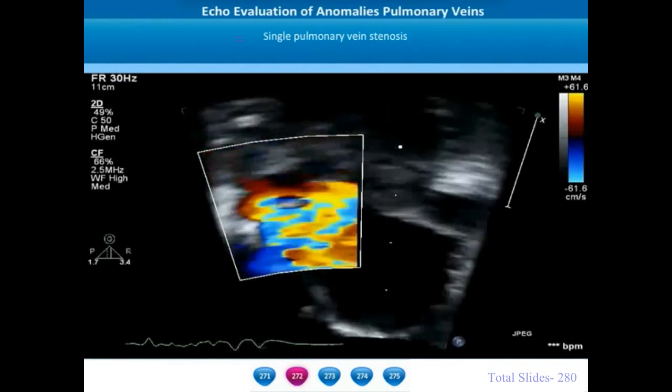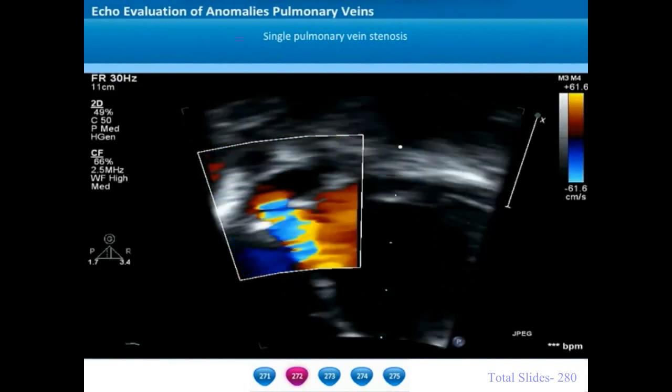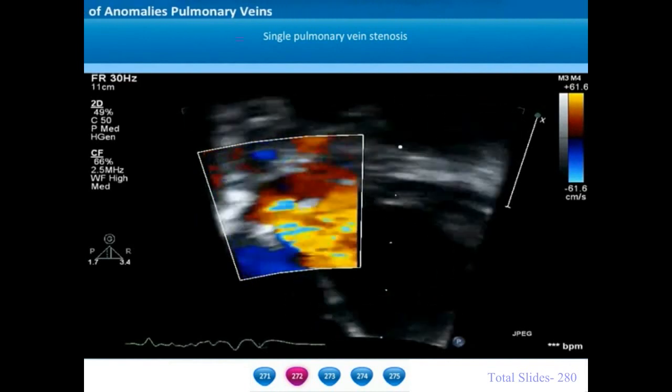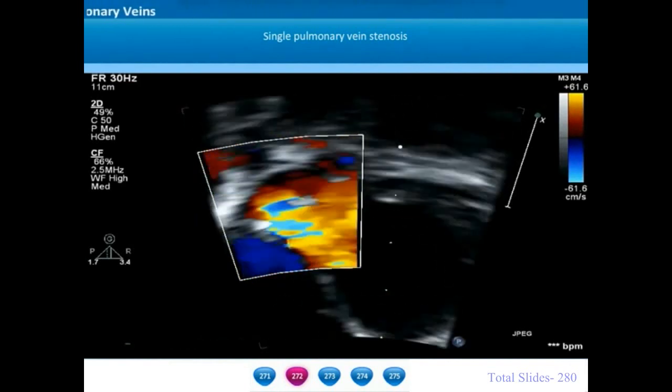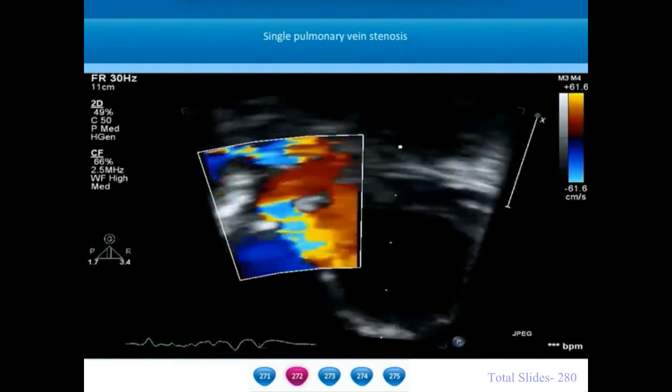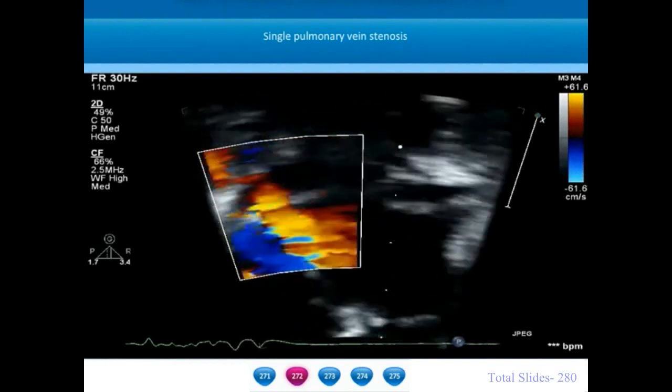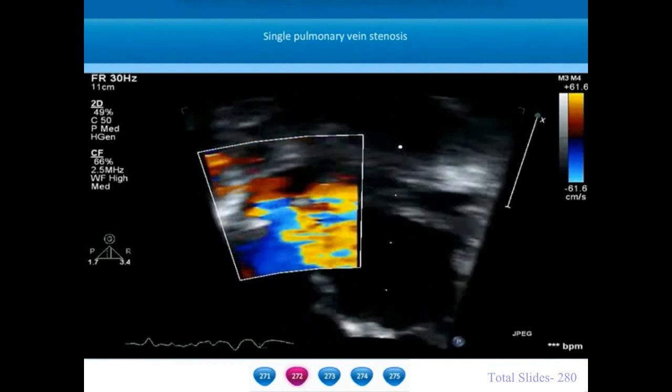This is an example of a single right lower pulmonary vein stenosis. All the other pulmonary veins were normal. The right lower pulmonary vein alone was getting substantially narrowed as it entered the left atrium.